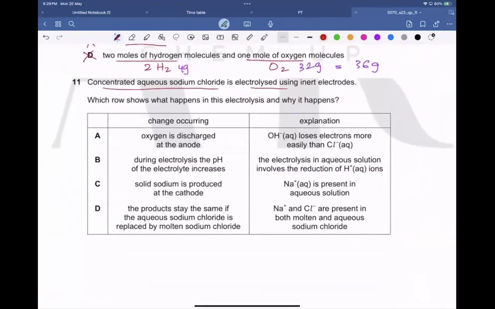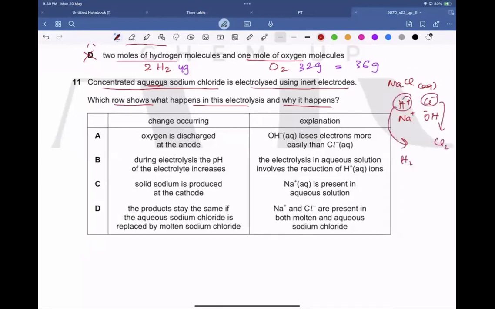Concentrated aqueous sodium chloride is electrolyzed using an inert electrode. See, it's aqueous. So which row shows what happens in the electrolysis and why it happens? We know when there are inert electrodes and it's aqueous sodium chloride, so it means we have a hydrogen ion and a sodium ion. And we have a chloride ion and a hydroxide ion, right? So it's concentrated, so chloride ion forms chlorine because it is in higher concentration, and hydrogen ions form hydrogen because it is lower in the reactivity series, right?